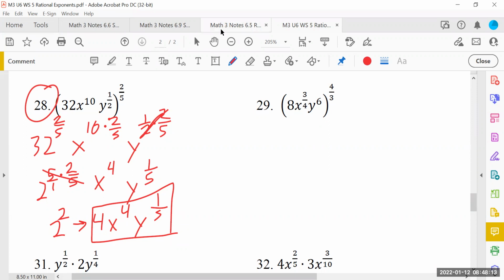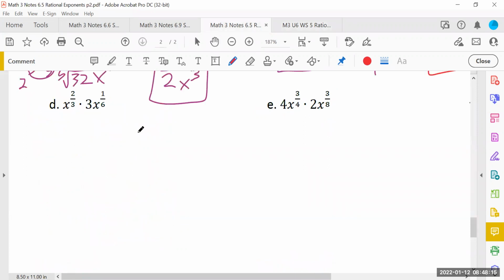Okay, let's go back to the notes. Let's do some multiplication ones. Everybody's full attention here. These should be easy as long as you keep your rules separate. What you do to the exponents is different from what you do to coefficients. So right here, let's actually skip letter D for a moment. Let's look at letter E, everyone.